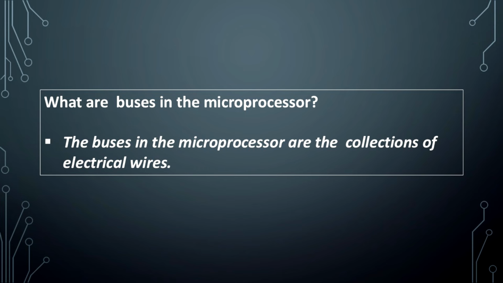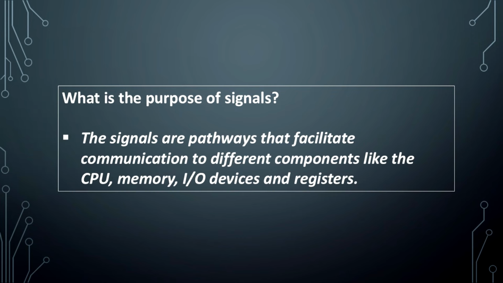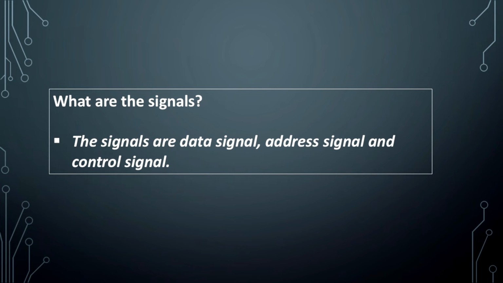Thank you. What are buses in the microprocessor? The buses in the microprocessor are the collections of electrical wires. What is the purpose of signals? The signals are pathways that facilitate communication to different components like the CPU, memory, input-output devices and registers. What are the signals? The signals are data signal, address signal and control signal.